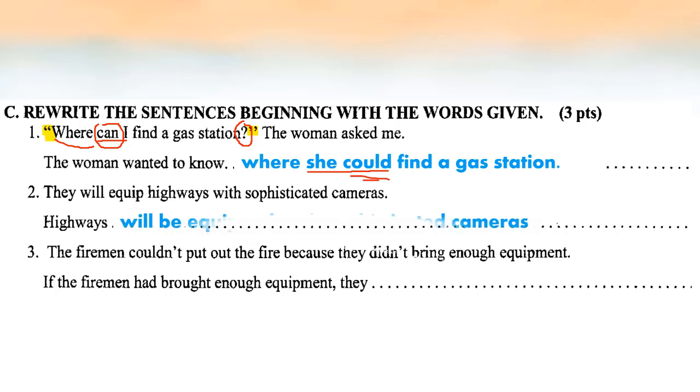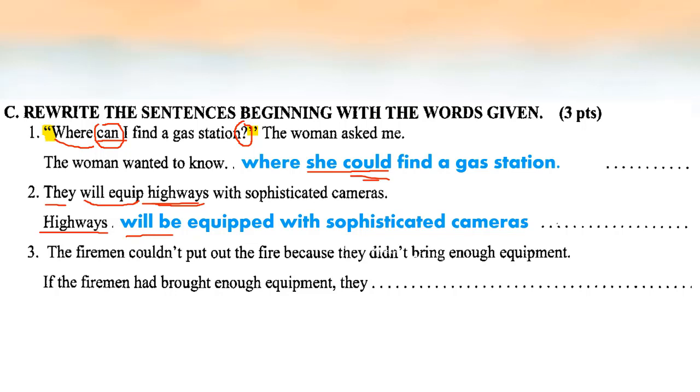Number 2, they will equip highways with sophisticated cameras. Highways is taken from here and put at the beginning of the sentence, so it is the subject of the other sentence. They is the subject here. Will equip is the verb in the future simple. Highways is the object, so the object is taken to begin a new sentence. This means this is passive voice, right? In the passive voice, we put the verb to be in the same tense. It's will be equipped with sophisticated cameras.